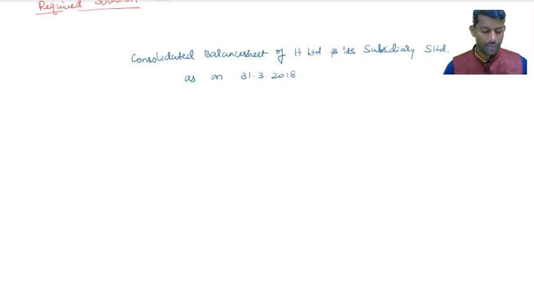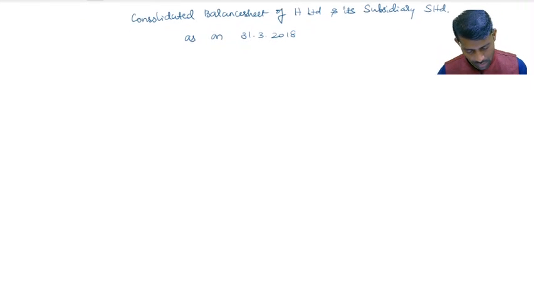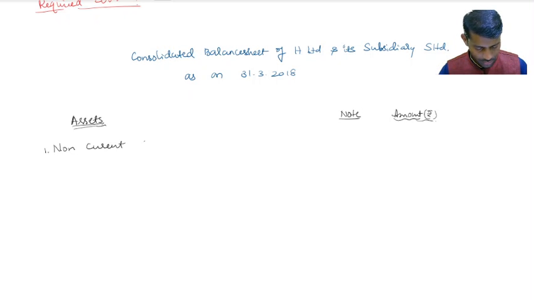To start with, let us proceed with the format. First is assets. In assets, note and amount. To start with, first is non-current assets. Under non-current assets, which one is the first one?